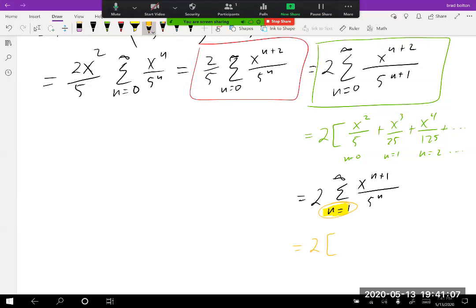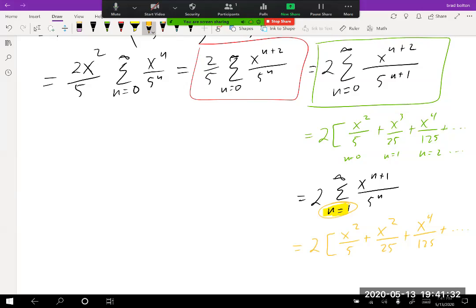So let's plug 1 in. Wouldn't this be x squared over 5? Right, 5 to the 1. Plus, this would be x cubed. Now plug a 2 in. This would be x squared, plug a 2 in there, this would be 25. Plus, plug a 3 in. Now let's plug a 3 in there. This would be x to the 4th over 125.